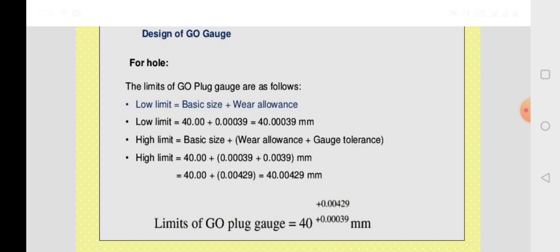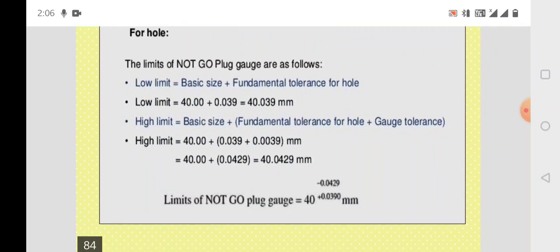Then the no go gauge for the hole. Limits of the no go plug gauge are as follows for the hole. Low limit is basic size plus FD for the hole, that is 40 plus 0.039, the fundamental deviation, is equal to 40.039 mm. Then higher limit is basic size plus fundamental tolerance of the hole plus gauge tolerance. So higher limit is 40 plus 0.039 plus 0.0039 mm. So it is 40.0429 mm.